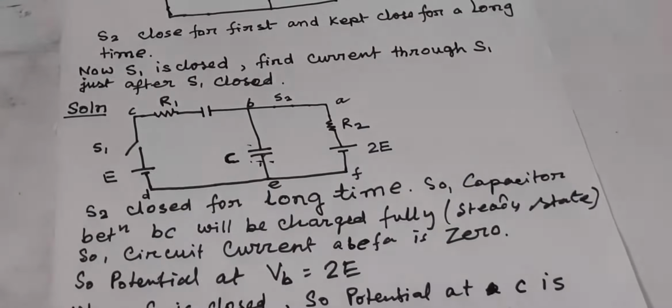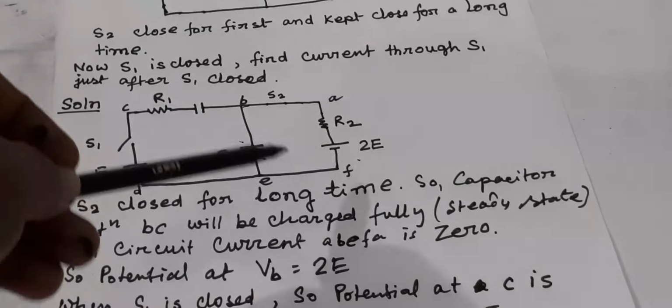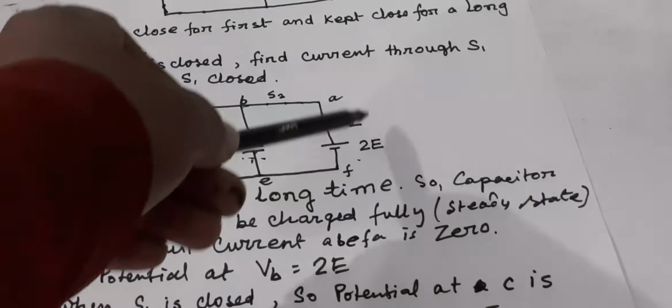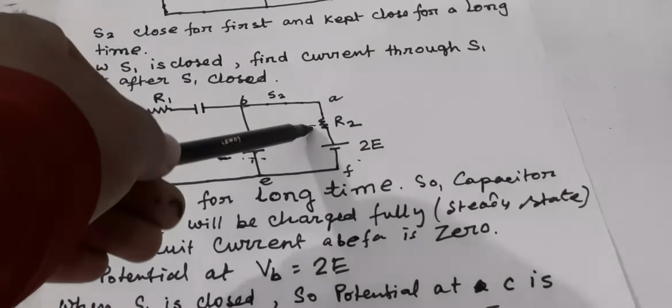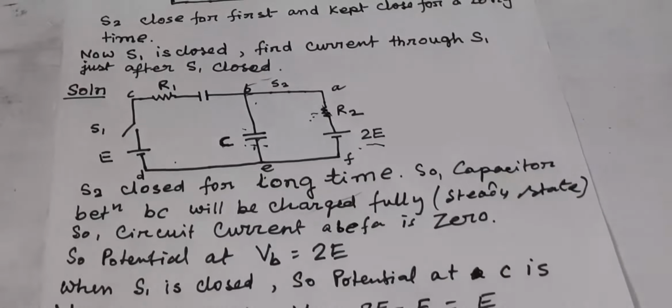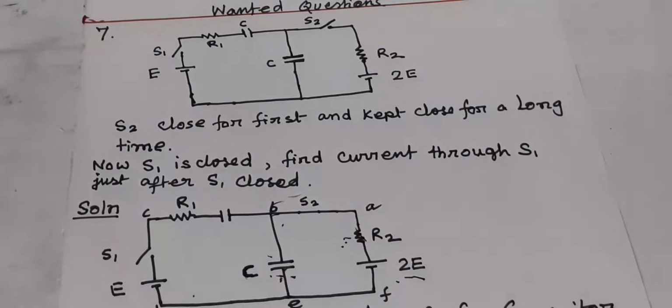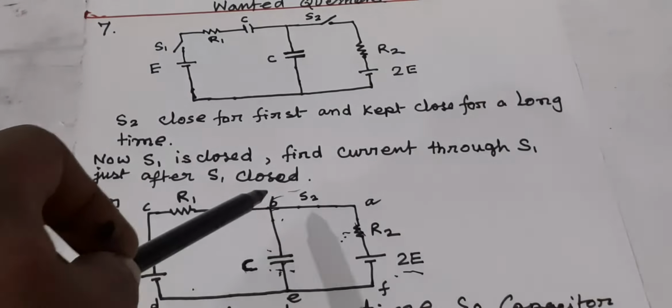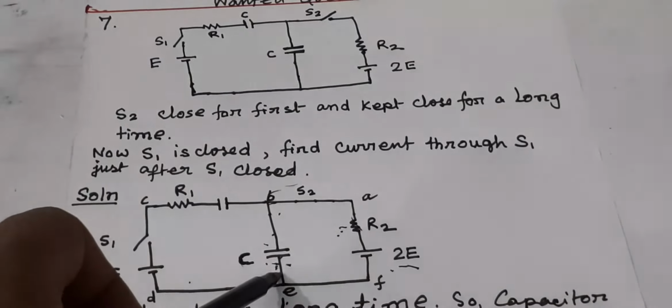the potential drop across this will be twice E, because after completion of charging, once it is in steady state, current cannot flow through R2. Current won't flow through R2 or through this circuit after steady state. This capacitor is totally charged, the potential drop will be twice E, so charge accumulation will be there. The potential at this point will be twice E, and the capacitor is totally charged. If we say this is 0, the potential here will remain 0.